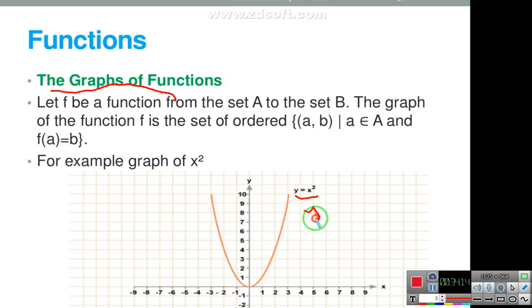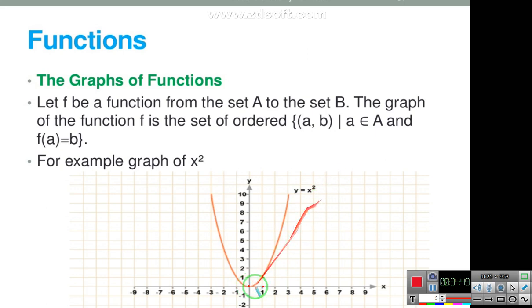You can have another function like the x cube function. Maybe you have a compound function, like x square plus 2x plus 1. So every function has its unique graph. To find the graph, just put in the values of x and you will get the value of y. So let's see, when x is equal to 1, y will be 1, so this is your one point. When x is equal to 0, y will be 0, this is your another point.